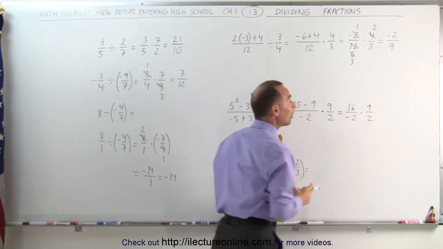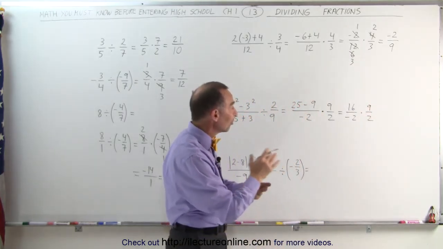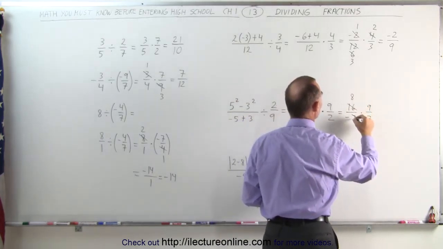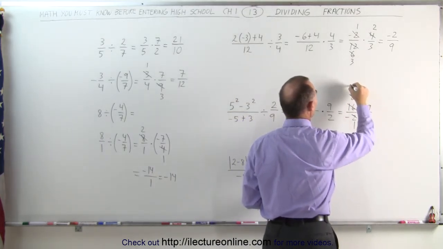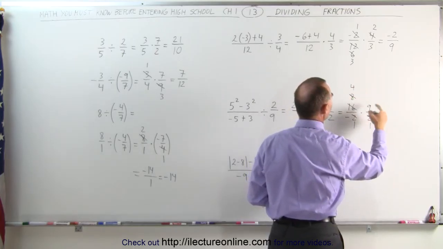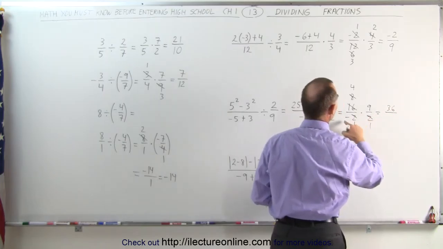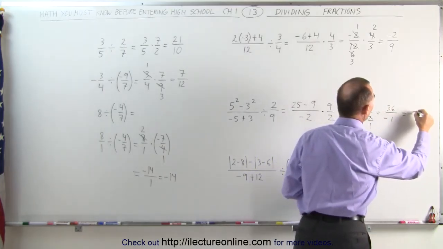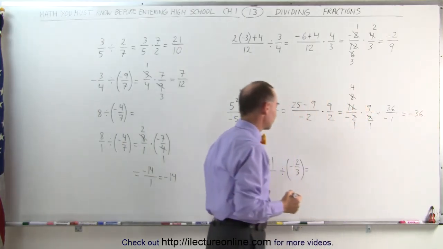And now we can go ahead and simplify, because all the additions and subtractions are gone. 16 and 2, that becomes 8 and 1. And then 8 and 2, that becomes 4 and 1. And this therefore becomes 4 times a 9, that is 36, divided by a negative 1 times 1, which is negative 1. And that can simply be written as negative 36.